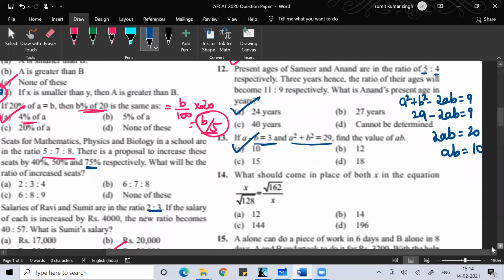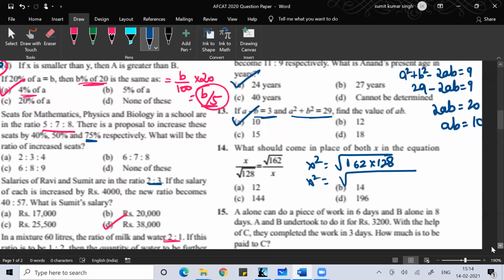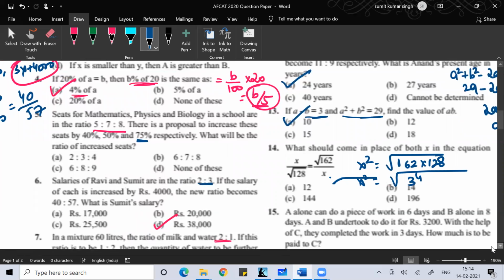Question number 14. What should come in place of x? So you can write here x square is equal to root of 162 into 128. Okay, so 162 is 81 twos are 162. 81 is 3 to the power 4, so 81 twos are 3 to the power 4 into 2, and 128 is 2 to the power 7. So this you can write as root of 3 to the power 4 into 2 to the power 8. Okay, this is equal to x square.